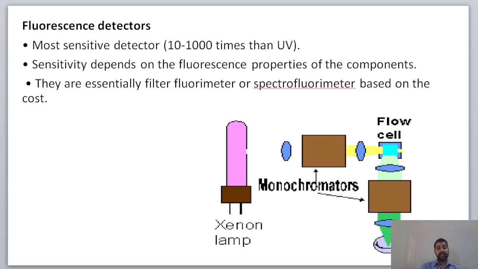Next is the fluorescence detector. It is the most sensitive detector, ten to thousands of times more than the UV detector. Sensitivity depends on the fluorescence property of the component. Means whatever compound we are going to separate, it can emit fluorescence or not. Based on the emission of fluorescence by the component, the sensitivity of that detector will depend. They are either filter fluorimeters or spectrofluorimeters, based on the cost. And this is the diagrammatic representation of the fluorescence detector.